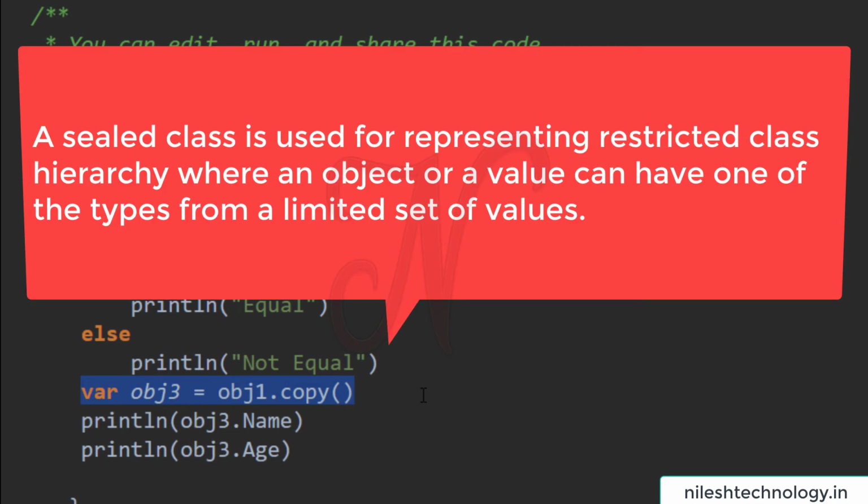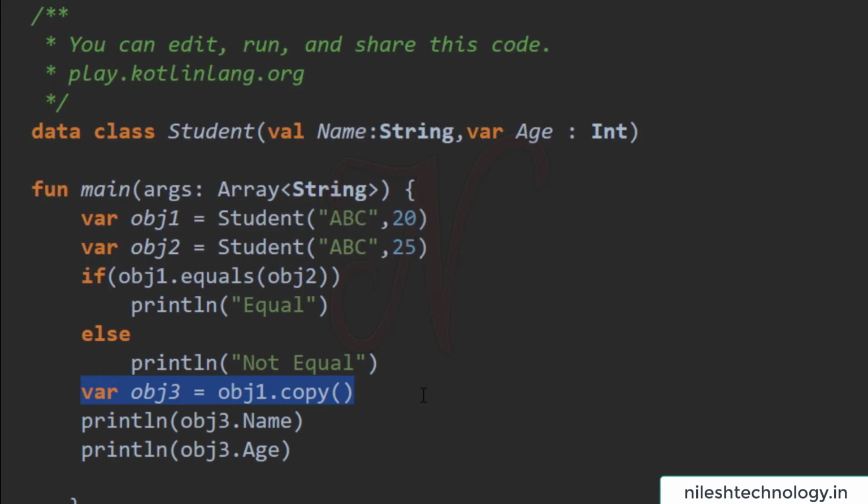Next we proceed to the second section, that is the sealed class. A sealed class is used for representing a restricted class hierarchy where an object or value can have one of the types from a limited set of values. You can think of a sealed class as an extension of an enumeration class. The set of values in an enum class is also restricted. However, an enum constant can have only a single instance, while a subclass of a sealed class can have multiple instances. So why do we need a sealed class?